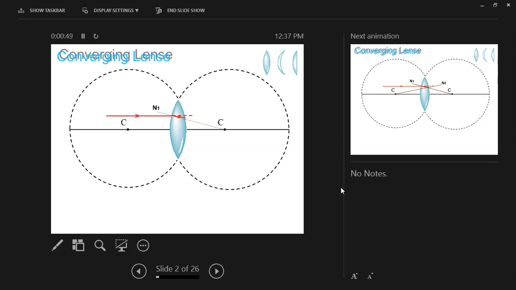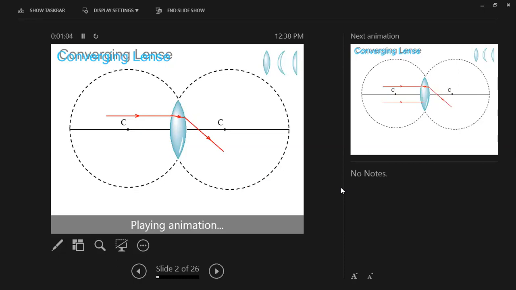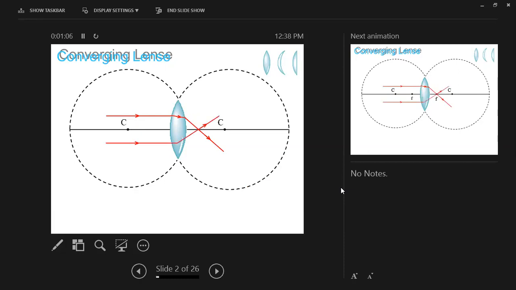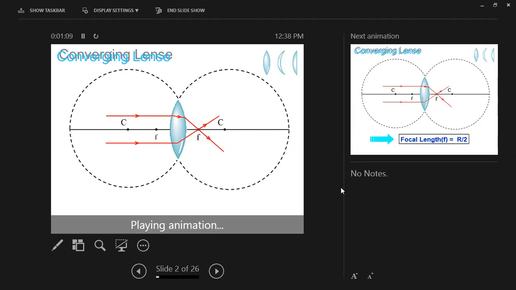What is the difference between lens and the mirror? Lenses allow the light rays to pass through them, but on the other hand, mirrors do not allow the light rays to pass through them. Okay, this is the difference between them. As you see, when you send the rays, they are going to converge into one place. So we call this kind of lenses converging lenses.